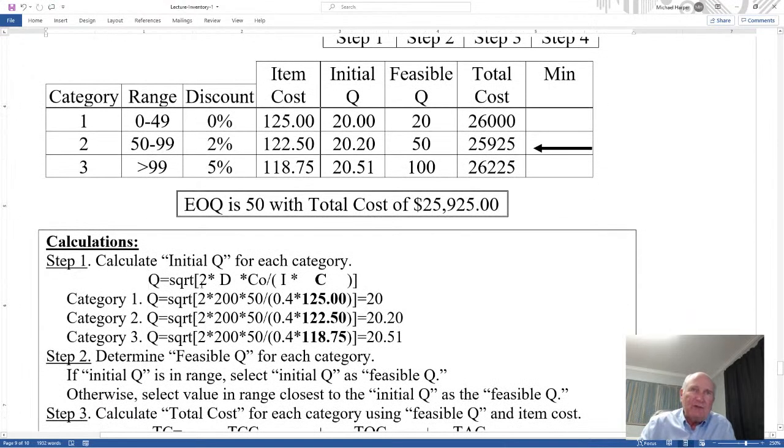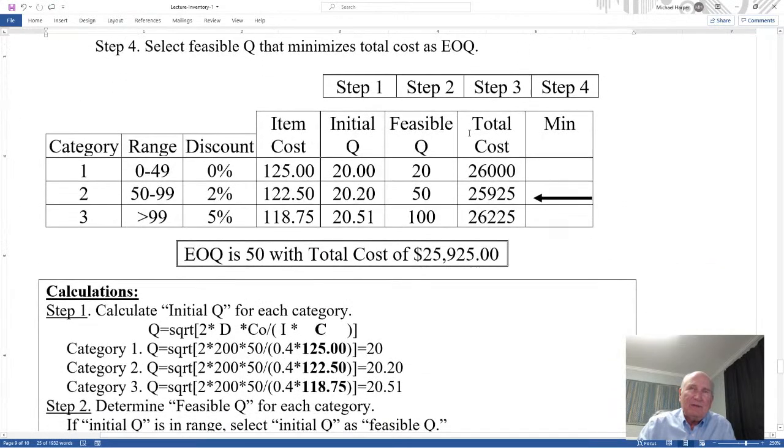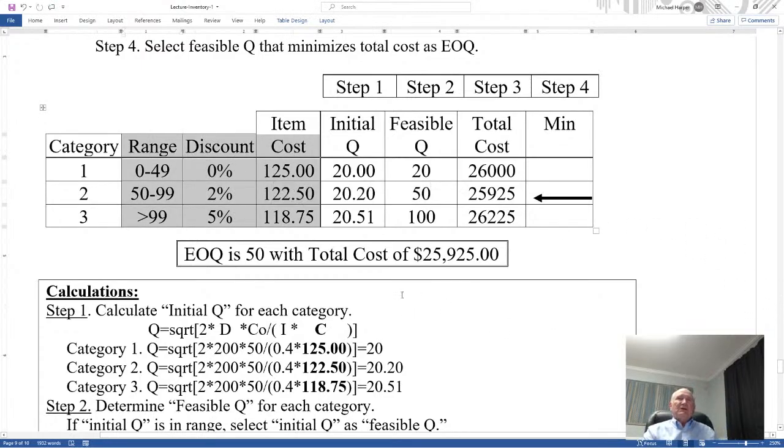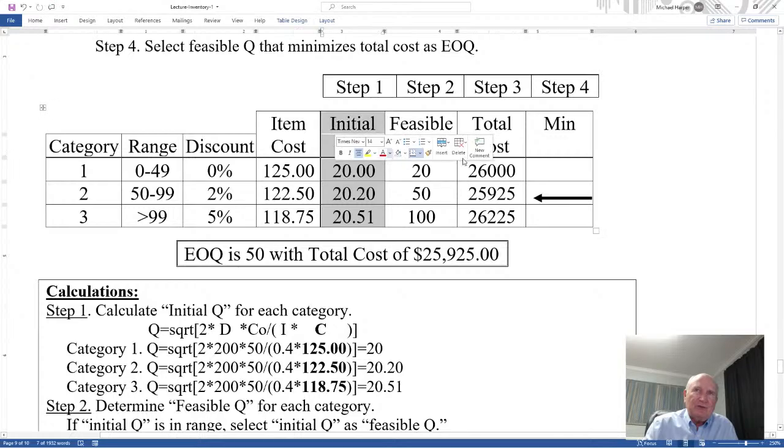Well, for each category, the 2's the same, the D, the demand's the same, the ordering cost is the same, the carrying cost per dollar of 40 cents is the same. But now for each category, the item cost, the acquisition cost, is different. 125, 122.50, 118.75, those are the discounted costs. I took these 3 columns right here and copied them down here just for reference. So I'm taking 125, 122.50, and 118.75. I'm calculating the Q, and I have these 3 initial Qs. I'm putting them here under step 1. I'm calling that my initial Q. Step 1.